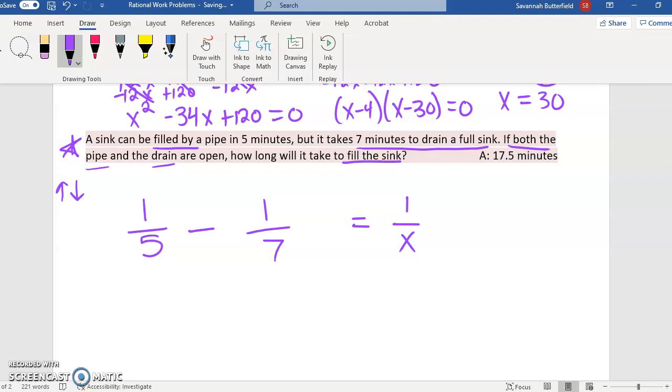So pay attention to these relationships. The rest of them, they were working together. The two pieces were working together for the total one. Here, they're working against each other. So keep that in mind when you have a plus versus a minus, okay?